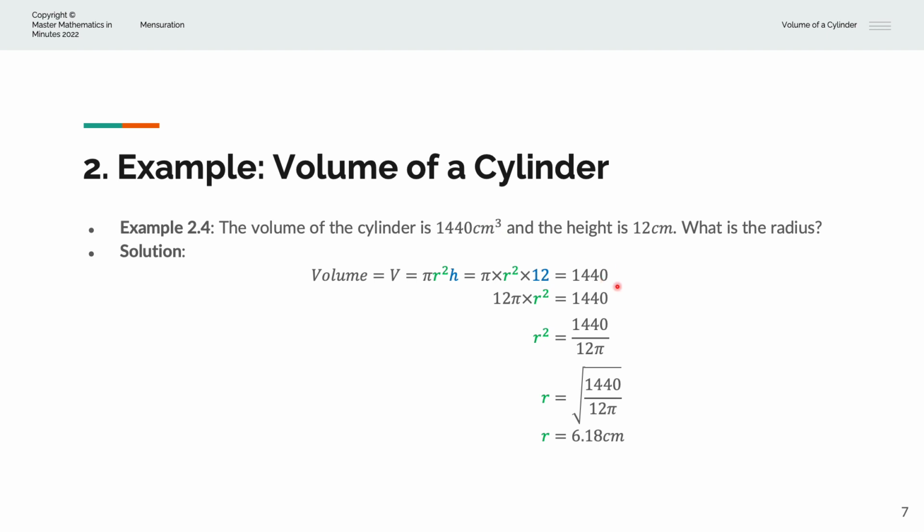So that simplifies to 12 pi multiplied by r squared equals 1,440. Solving for r squared, we have 1,440 over 12 pi. And r equals the square root of 1,440 over 12 pi. And r equals 6.18 centimeters. So visually, we have a cylinder with a radius of 6.18 centimeters and a height of 12 centimeters.